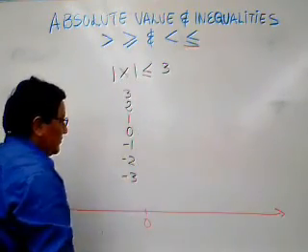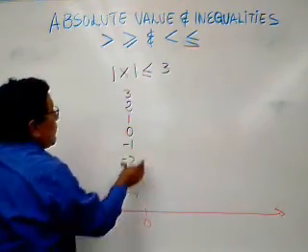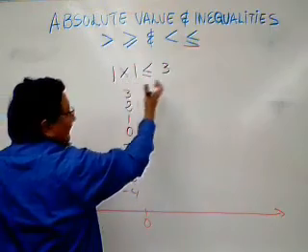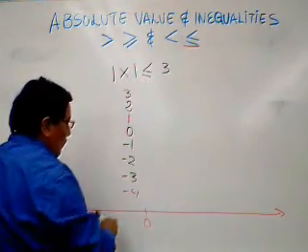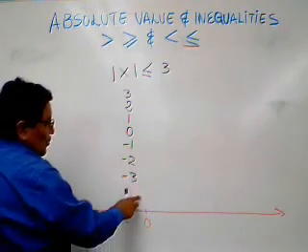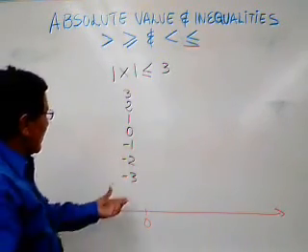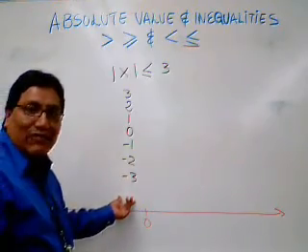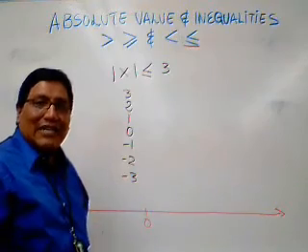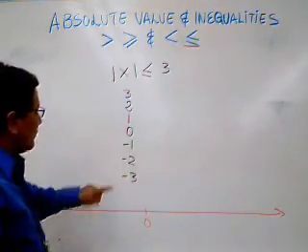Yes, it works. What about negative 4? The absolute value of negative 4 is 4. It's not less than 3. Therefore, this doesn't work. And negative 5 won't work either, because the absolute value of negative 5 is 5, and it's not less than 3. So we have this solution.